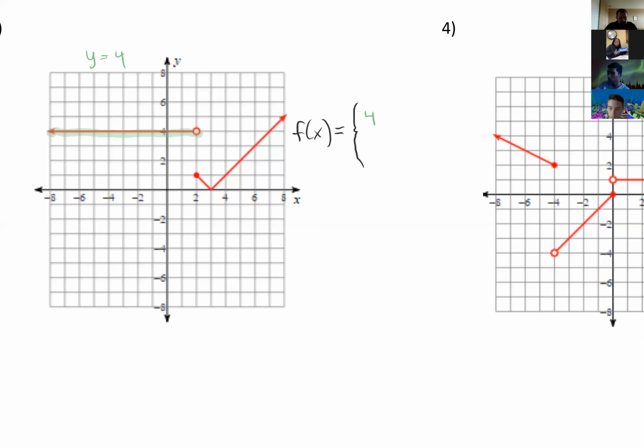You can plug in any x on this line, the y coordinate is always 4. So that's why you don't have x in the formula, because it's always just 4. And then I'm going to do a comma, and then I'm going to say x is, see how this graph is going to the left of the point? Doesn't the arrow go to the left here? Yeah. So I'm going to say less than. And then I look at the point where it starts. What's the x coordinate of that point? 2. So that's going to be our first piece.